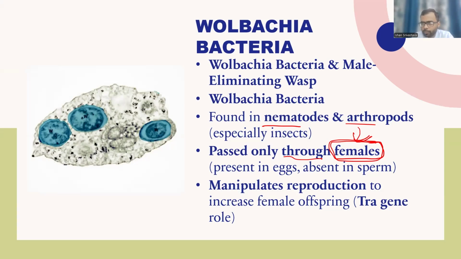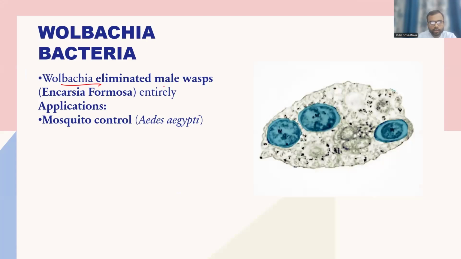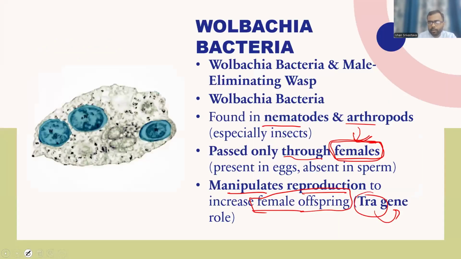Now, if it can survive only in females, it will try and increase the population of females, and it will try and manipulate the reproduction processes to increase the female offspring, right? So it will interfere with some of the genes. There's one gene called the TRA gene, so it may interfere with that gene, and it will improve the number of female offspring that are born, right? So what happened was, recently it was found that Wolbachia eliminated male wasps entirely in some region, and this is why they were in the news, right? Because of this potential that they are only passed through females.